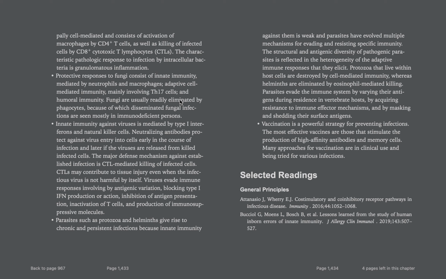Vaccination is a powerful strategy for preventing infections. The most effective vaccines are those that stimulate the production of high affinity antibodies and memory cells. Many approaches for vaccination are in clinical use, and others are being tried for virus infection.